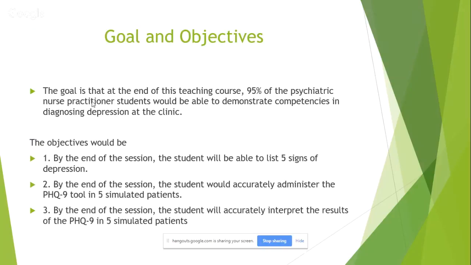The goal of this teaching plan is to make sure 95% of the nurse practitioner students will be able to demonstrate competencies in diagnosing depression at the clinic. My objectives are: one, by the end of the session, students will be able to list 5 signs of depression. Second, students will be able to accurately administer the PHQ-9 tool in 5 simulated patients. Then by the end of this session, students will accurately interpret the results of the PHQ-9 in 5 simulated patients.